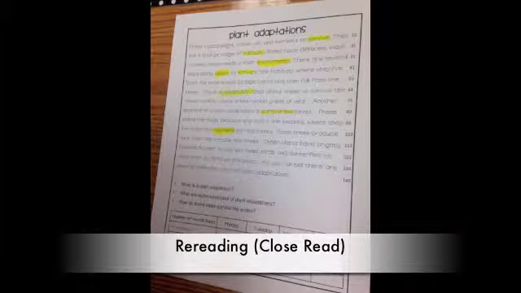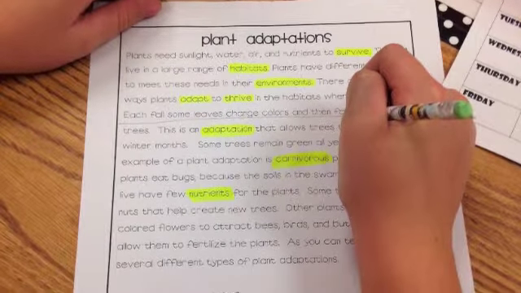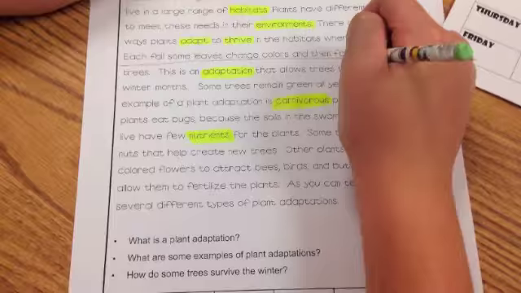After explicit teaching of adaptations through the science textbook, PowerPoints, and discussion, students were given a close read on plant adaptations. We read the close read 3 times, first for understanding, second for key vocabulary, and third for answering questions. This passage was above my students' reading level, but by rereading it several times with specific tasks after each read, students were able to comprehend and identify key concepts.